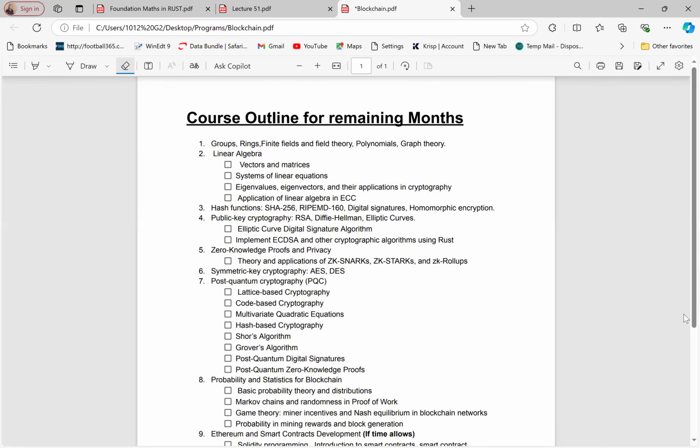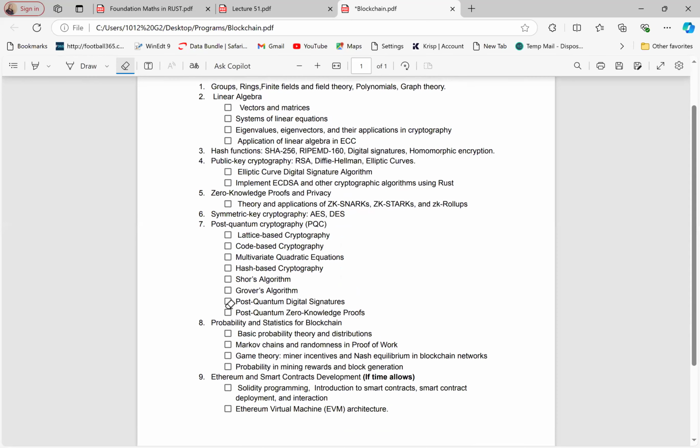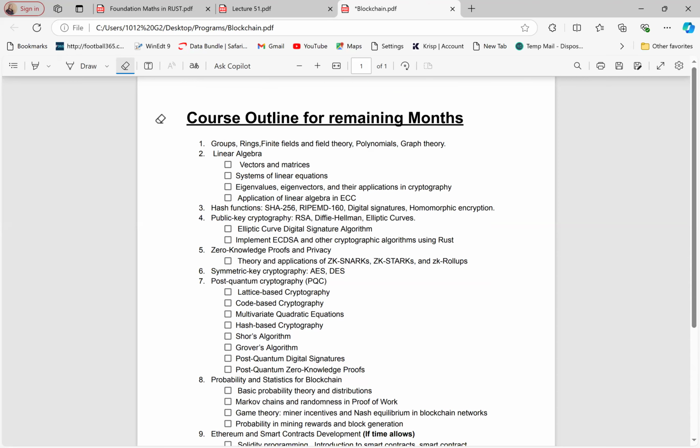And then if we have time, we also are supposed to look at probability and statistics for blockchain. And then, time allowing again, we can even look at Ethereum and smart contract development, where we can introduce Solidity and then look at an introduction to smart contracts and smart contract deployment. Then the Ethereum Virtual Machine, if time allows us. So that is the plan for the remaining months, for the remaining lectures.